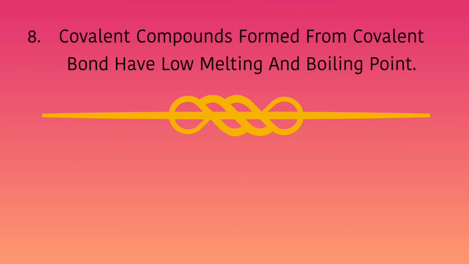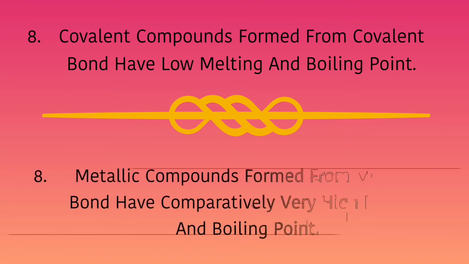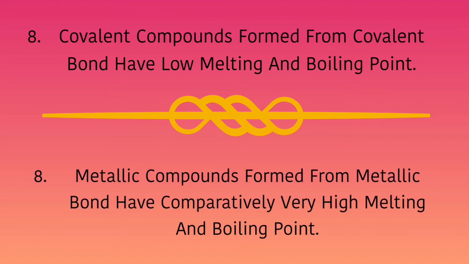Let us consider the eighth difference between the covalent bond and the metallic bond. Covalent compound formed from covalent bond has a very low melting point and boiling point, while the metallic compound which is formed from metallic bond comparatively has a very high melting point and boiling point.